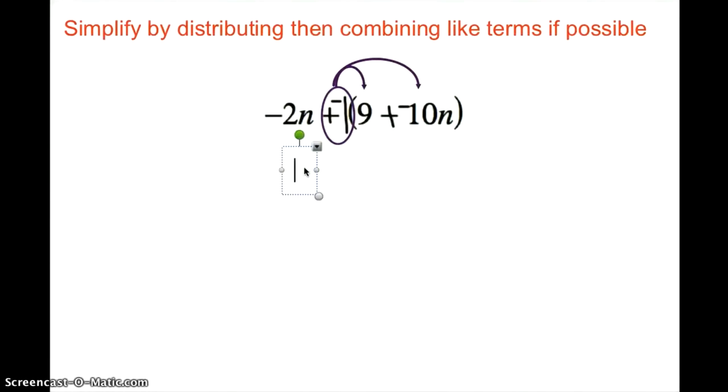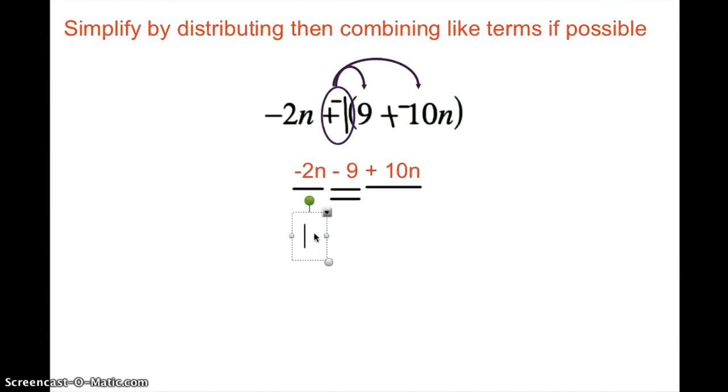So the first thing that I'm going to write down is the -2n that we did nothing with. -1 times 9 is going to give me a -9, and -1 times -10 is going to give me a +10, and don't forget 10's variable or its last name, which is n. Next, I'm going to underline my families. So I have a -2n in the same family as +10n. -9 is in its own family, so it's getting a double underline.